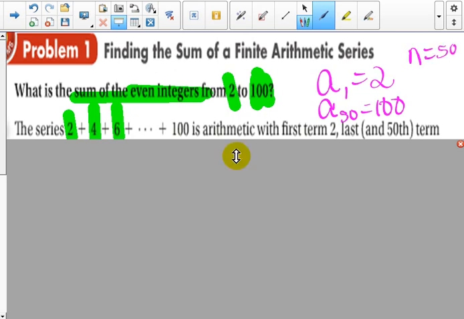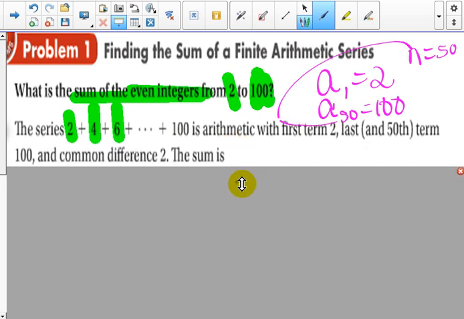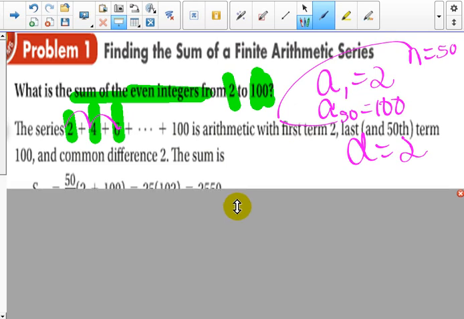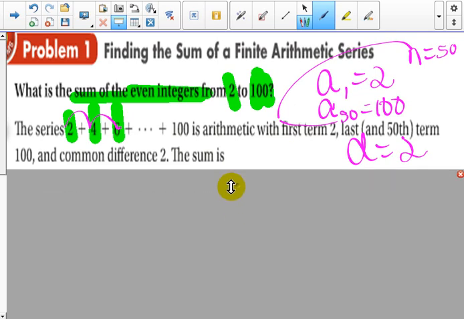Our number of terms is equal to 50 because the last one is a sub 50, right? And we have a common difference between all of these of 2. We have to add 2 each time. So our difference is equal to 2. So we've got all of our information right there. So now we're going to plug it in our formula that we just did.